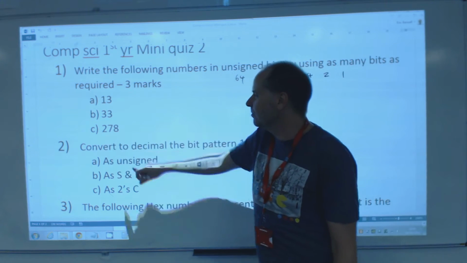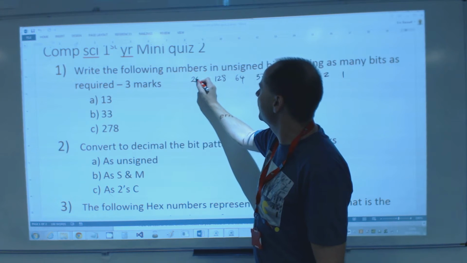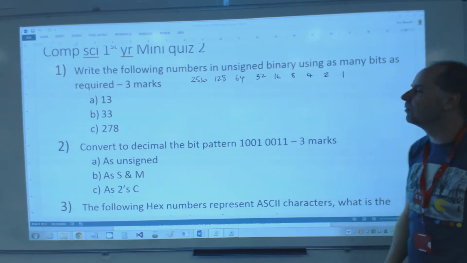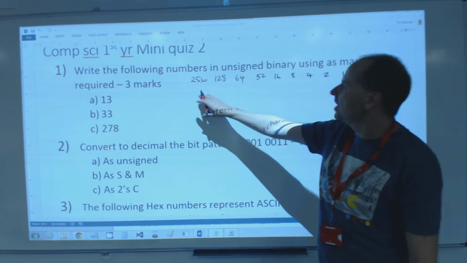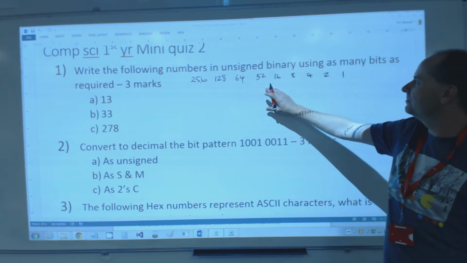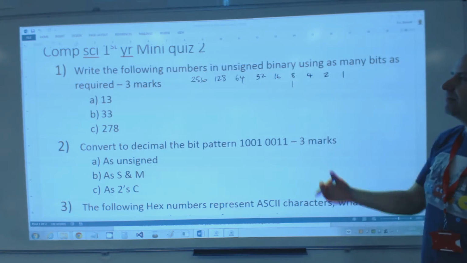I can see I've got a really big number here, 278, so I'm going to go more than 8 bits. I'm going to 256. Looks like I'll be alright with that one. Right, so the first one, 13 in binary. So it's going to be zeros for all these, but when I get to 8, I can take 8 away. So I get myself a 1.